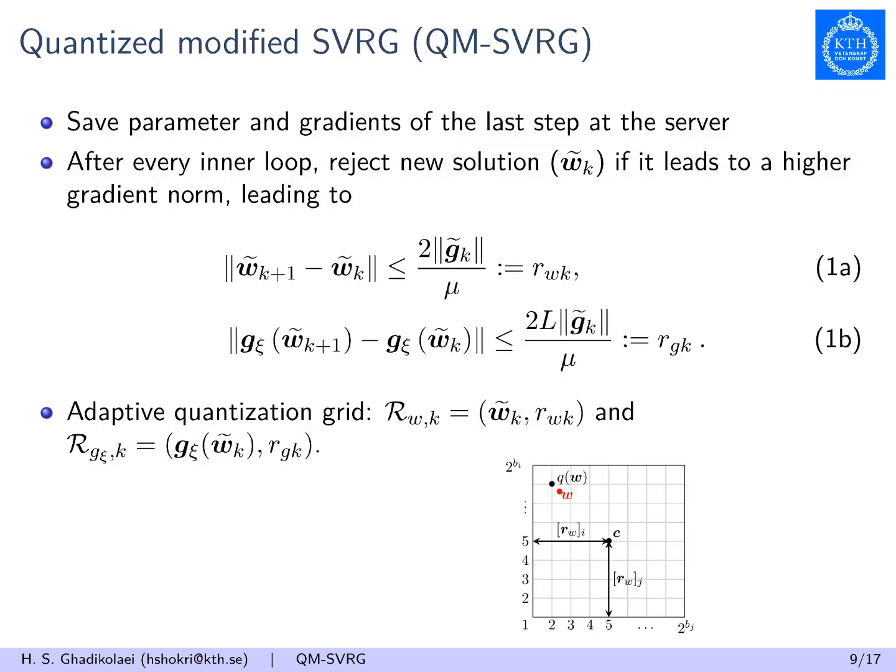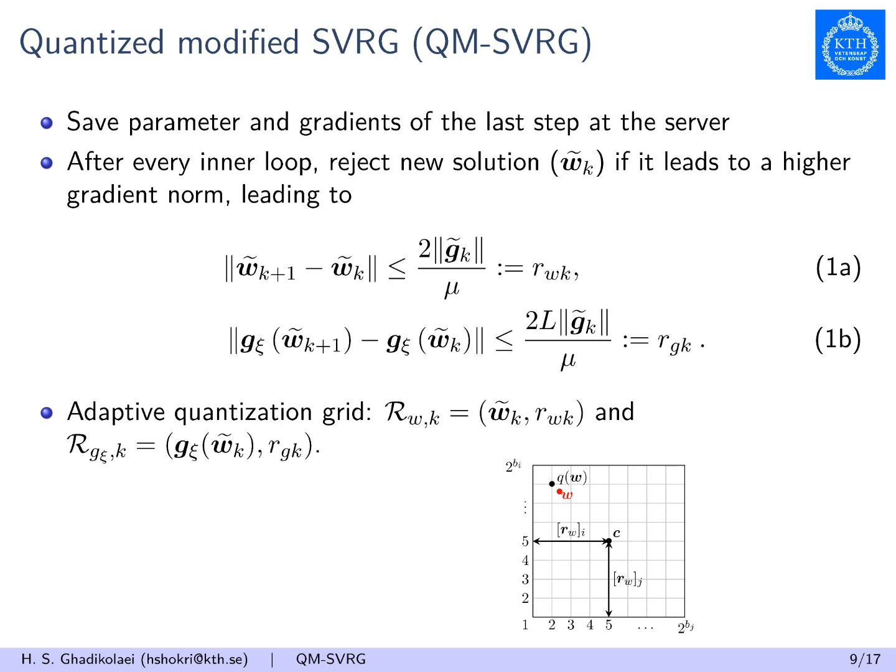One of the challenges that we had was that with the original SVRG, we couldn't ensure shrinkage of the quantization space, so we couldn't really design some adaptive quantizer efficiently. So we had to modify this SVRG by adding a memory unit. What happens is that we're going to save the parameters and gradients of the last step at the server, and at the next iterations, at the end of the inner loop, we're going to reject the new solution W tilde_k if this new solution leads to a higher gradient norm at the server. In that case, the server will go back to the previous solution and continue the iterations from that.